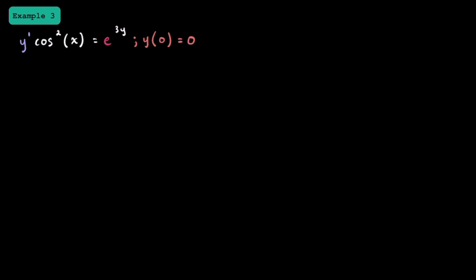Here's example 3. We have y prime times cosine squared of x is equal to e to the 3y power. For now, let's ignore our initial condition and let's focus on separating our variables. To get all our y terms on the left and our x terms on the right, let's multiply both sides by dx to cancel out the dx's on the left.